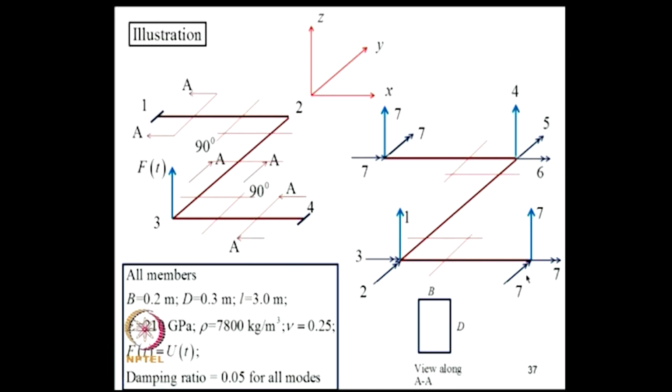This is the nomenclature for the degrees of freedom. The degrees of freedom here are 3 degrees of freedom at node 2 and 3 degrees of freedom at node 3. At nodes 1 and 4, all displacements are 0 because the beams are clamped there. So, I have named all those degrees of freedom; 1, 2, 3, 4, 5, 6 are the degrees of freedom.